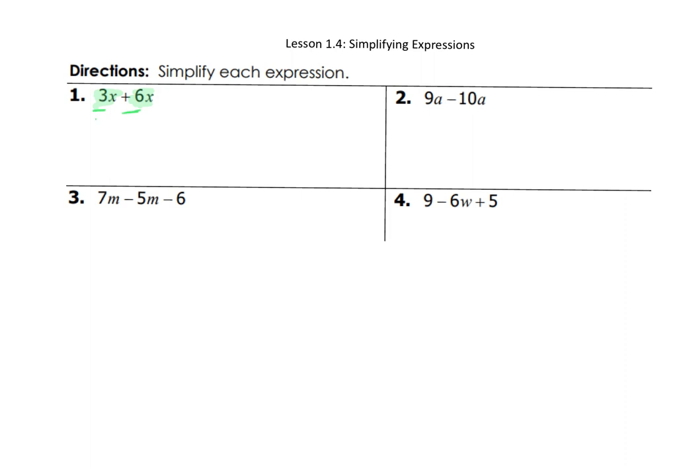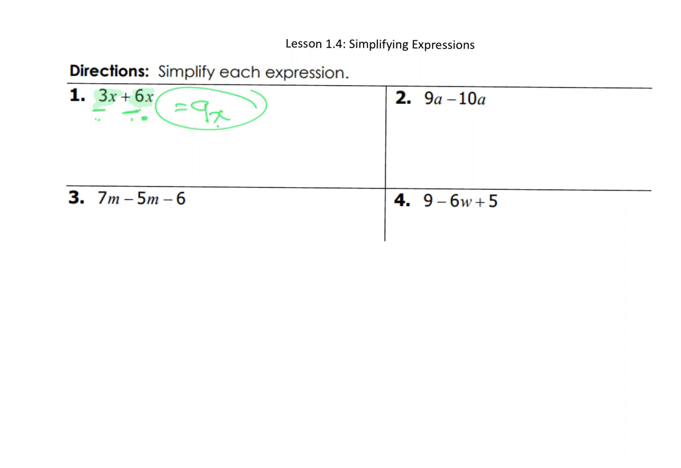So we add 3 and 6 to get 9, and then we have to put that variable afterwards. It's almost like a label. Okay, I said I have 3 x's and I'm adding 6 x's to it. How many x's do I have now? 9 x's. Okay, it's just a way of labeling what we're dealing with.